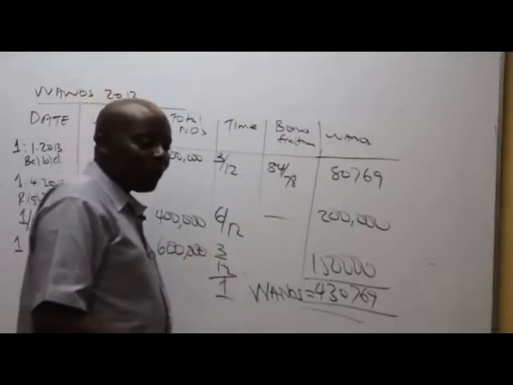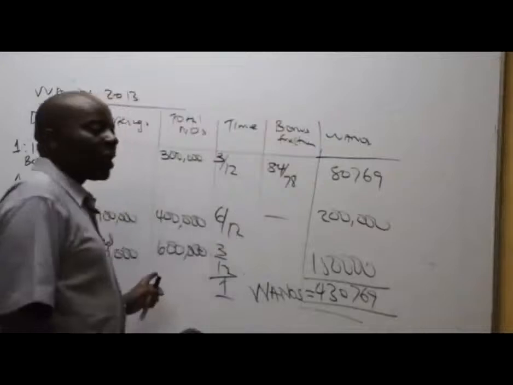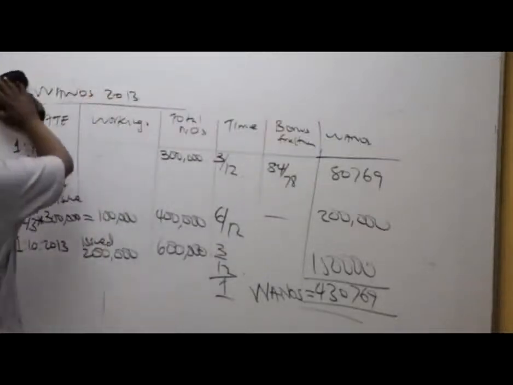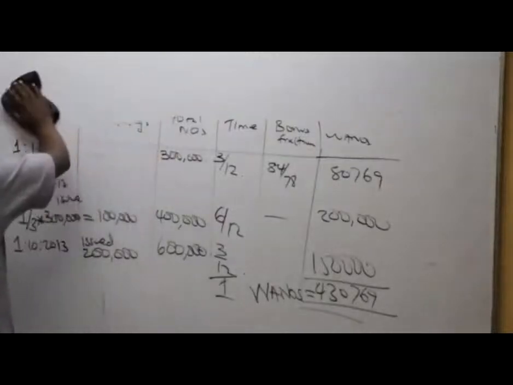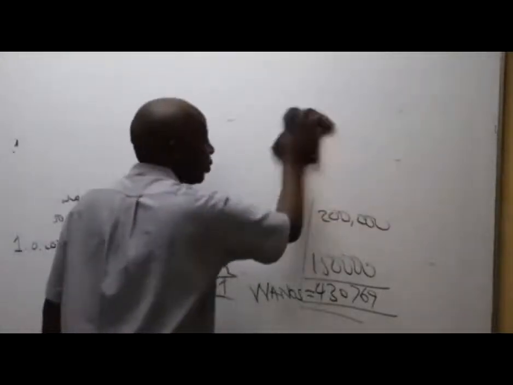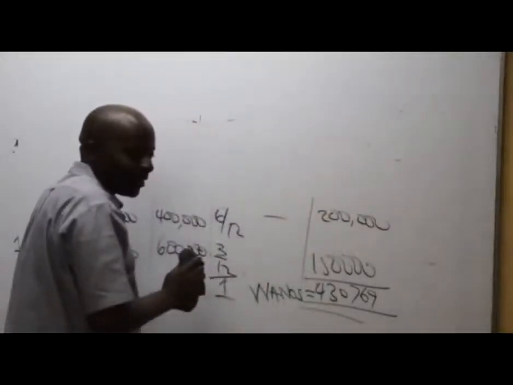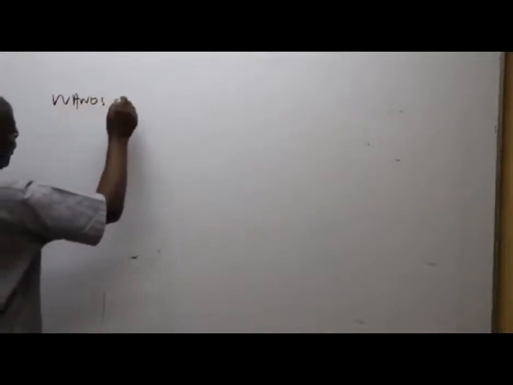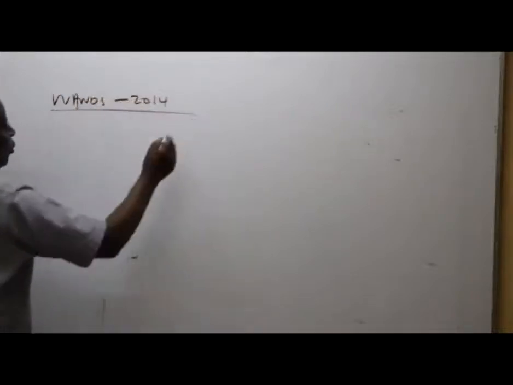Now, from there, ladies and gentlemen, I would want us to rub this, and then we start calculating the one-nos for 2014. I like one-nos for 2014. So straightforward. It's a straightforward thing.